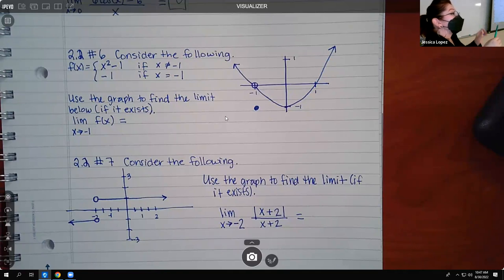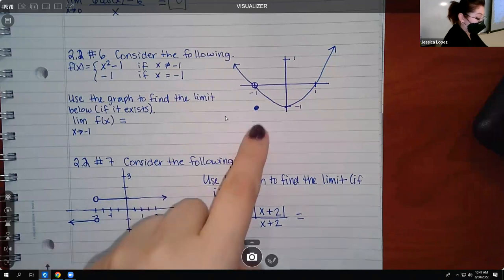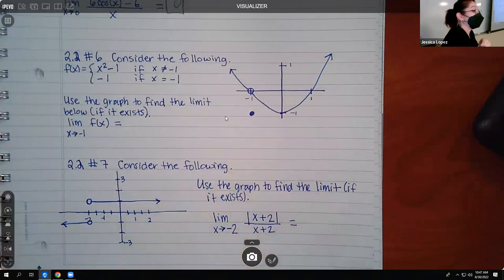An open circle means there's nothing there. So there is nothing there. But the thing is, and I'm going to get to it on the next one, is that there's a difference between where the y value is defined, right? And where the y value is going, right? And when we're asking you for a limit, we're not asking you for what the y value is, which is down here. We're asking you where was the y value going. And so that is why it's a zero.